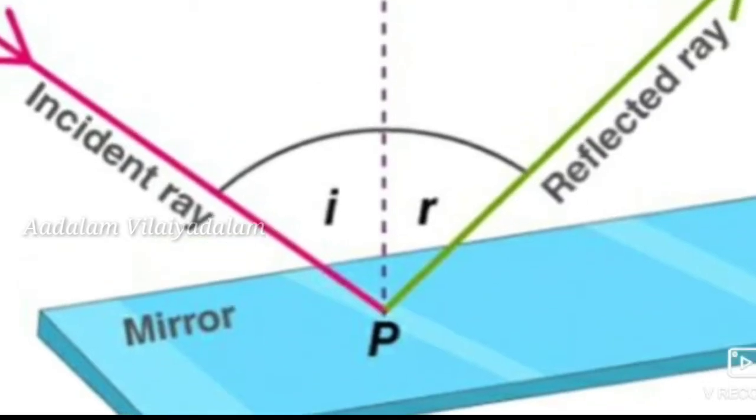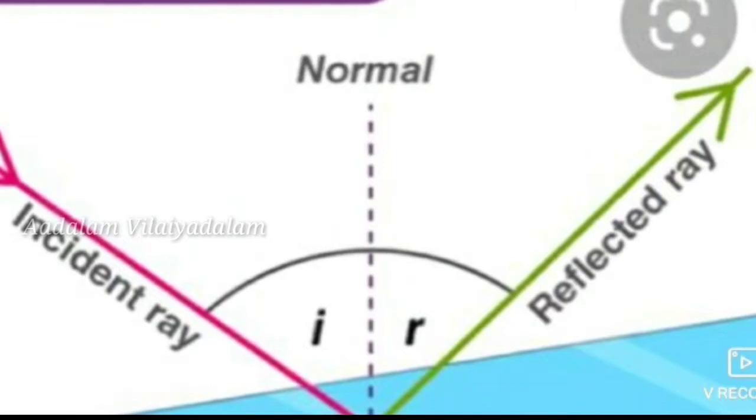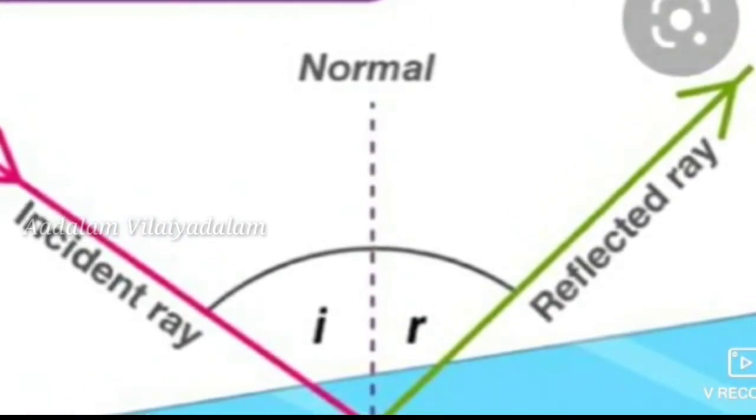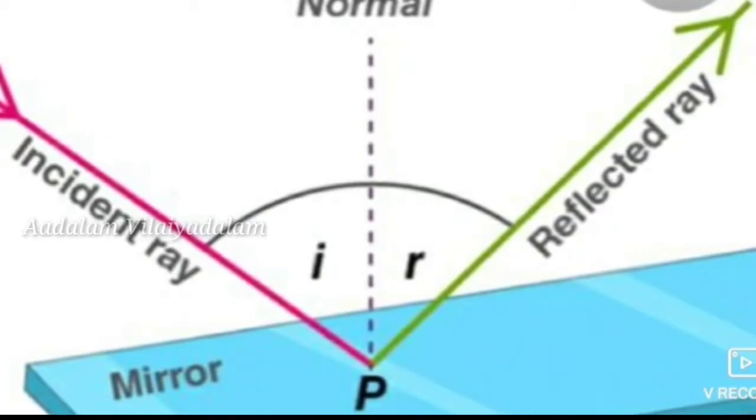And there is an imaginary line which is perpendicular to the surface at the point of incidence, known as the normal. Here the dotted line represents the normal. This is an imaginary line drawn from the point of incidence, perpendicular to the surface. Perpendicular means a 90 degree straight line. So reflection involves an incident ray, a reflected ray, a point of incidence and a normal.